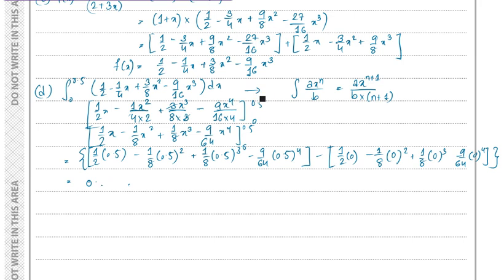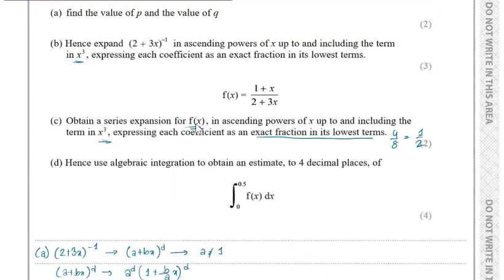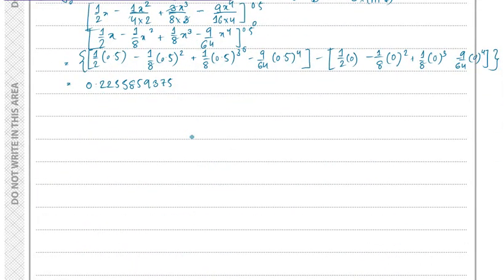0.2255859375, and they have asked us, I think, to give it in 4 decimal places. So 4 decimal places would be 0.225, and here after 5 we have 8, which is actually greater than 5, so this would turn out to be 6. So 0.2256. This is the answer. Thank you.